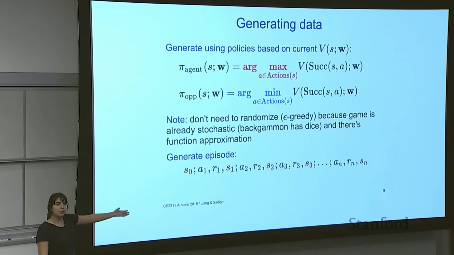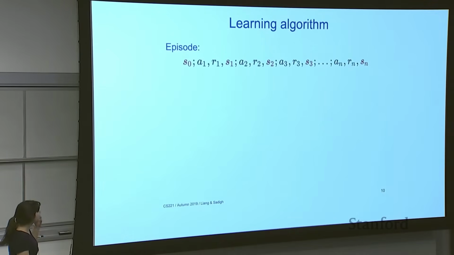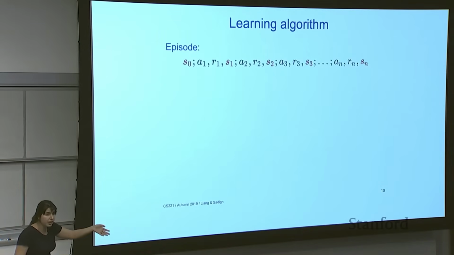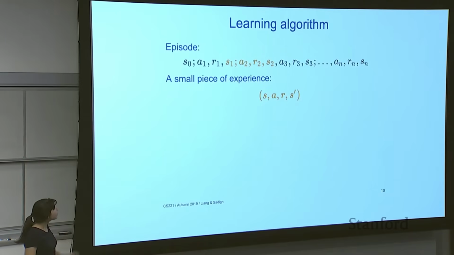Okay, so then we generate episodes, and from these episodes we want to learn. These episodes look like state, action, reward, state, and they keep going until we get a full episode. One thing to notice here is the reward is going to be 0 throughout the episode until the very end of the game, until we end the episode, and we might get some reward at that point, or we might not. But the reward throughout is going to be equal to 0 because we are playing a game. And if you think about each one of these small pieces of experience, s, a, r, s prime, we can try to learn something from each one of them.